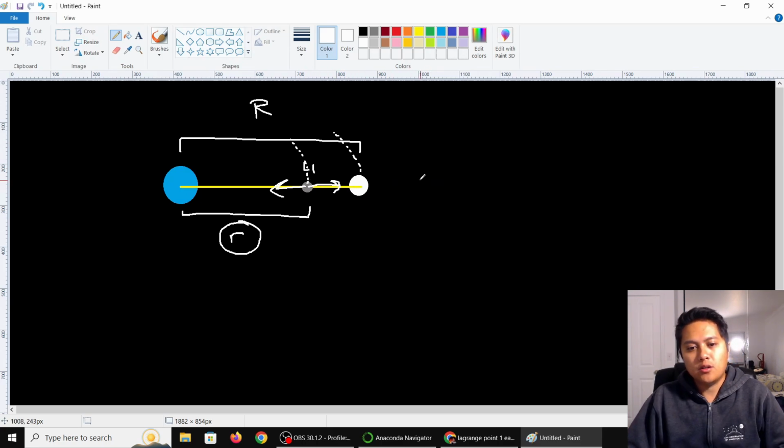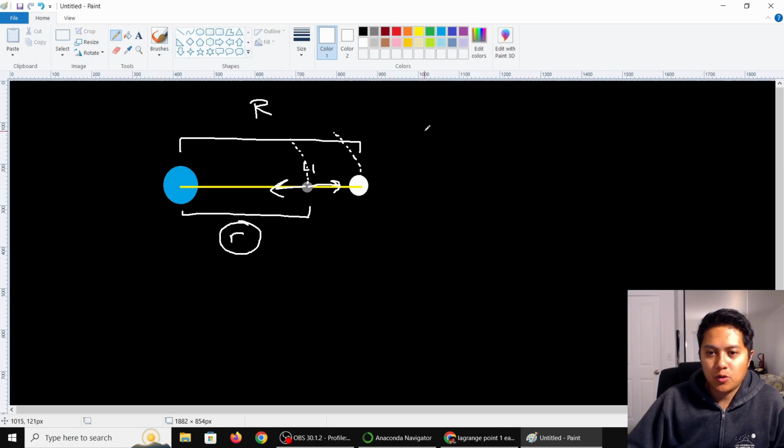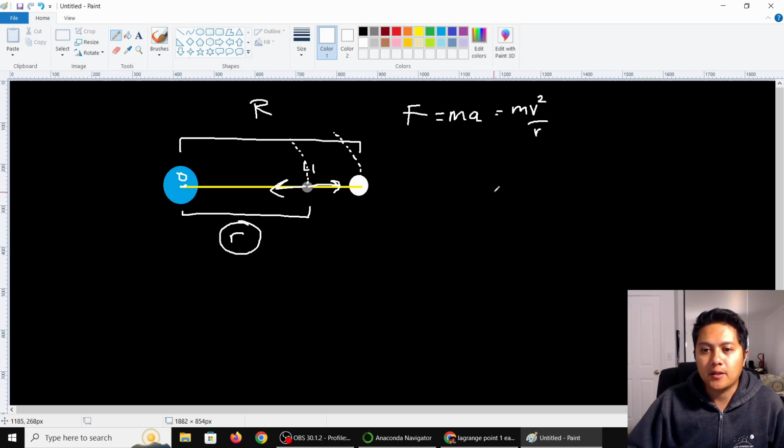And so to figure this out, we should write down Newton's laws. Remember Newton's second law, F equals ma, which in a circular orbit is equal to m times the linear velocity squared divided by the radius of the orbit. We're going to measure the radius of the orbit with respect to the Earth's center. So the Earth's center is basically going to be our 0 point in this system.